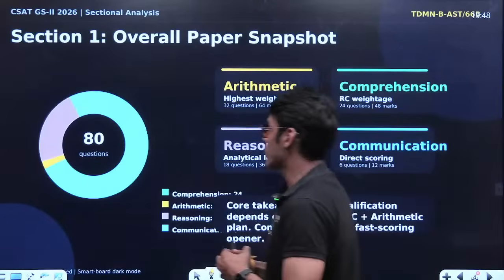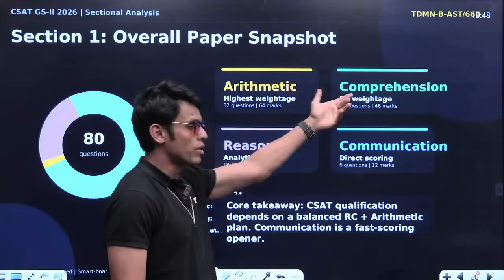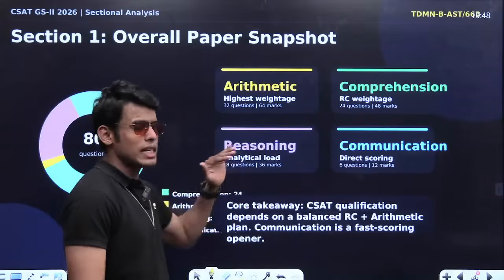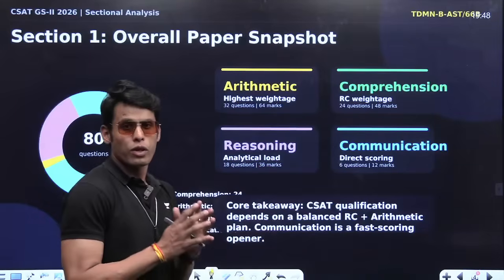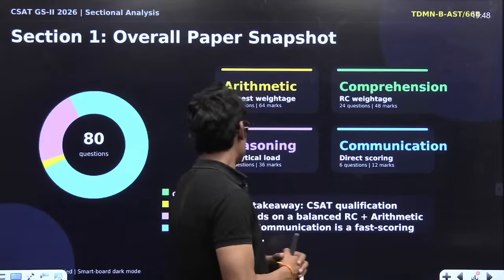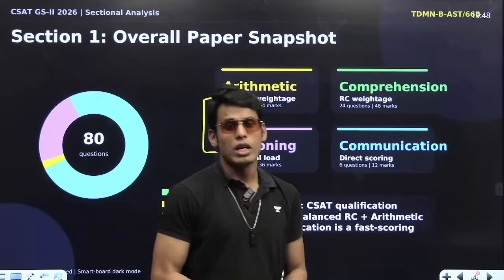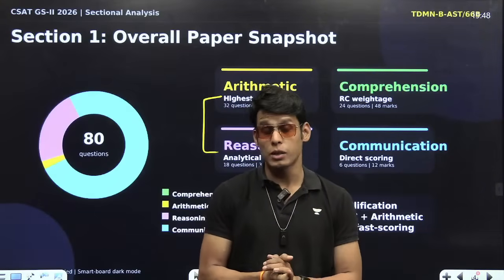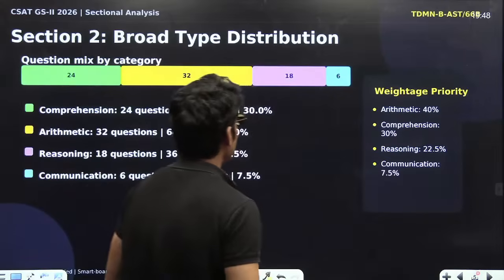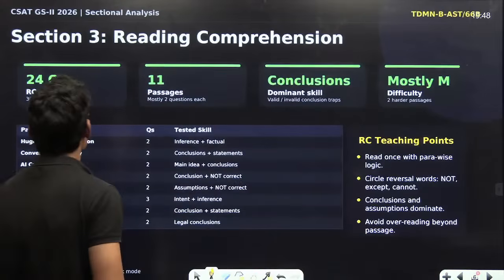There were a total of 80 problems. Out of that, 32 problems were mathematics, which we call arithmetic. Then 24 problems were reading comprehension, and this is a standard pattern of the CSAT paper. Reasoning was 18 problems, and communication was 6 problems. In total, these are the 50 problems which we will be solving. 33% is the qualifying criteria, 66 marks is what we need.